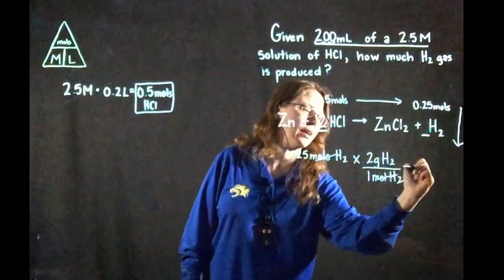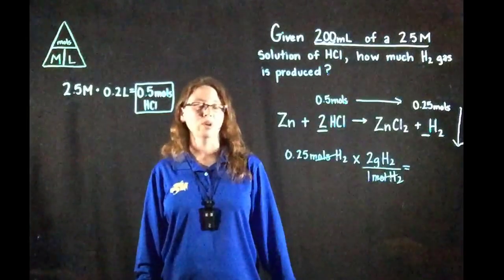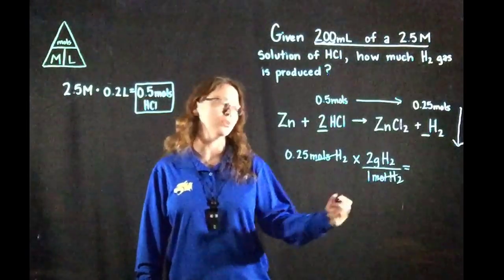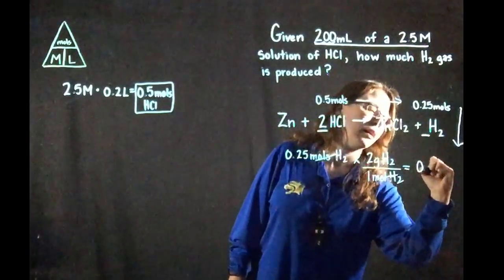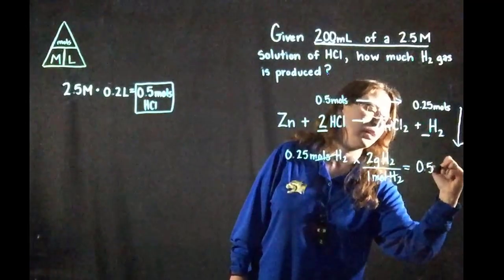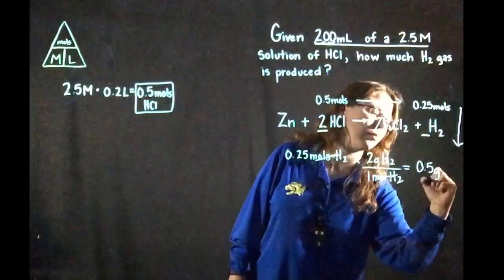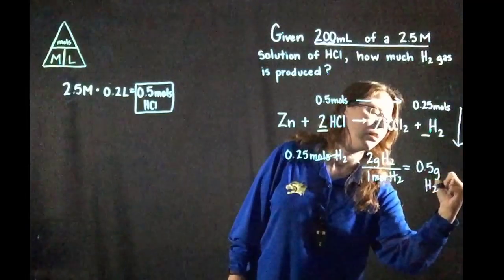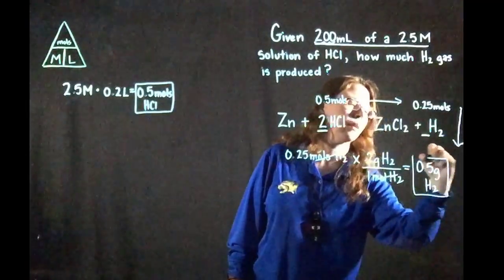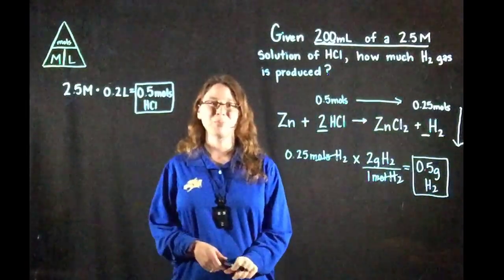My units cancel out, so I'm going to take 0.25 times 2, and I get 0.5 grams of hydrogen. And that's my answer. Pretty easy, yes?